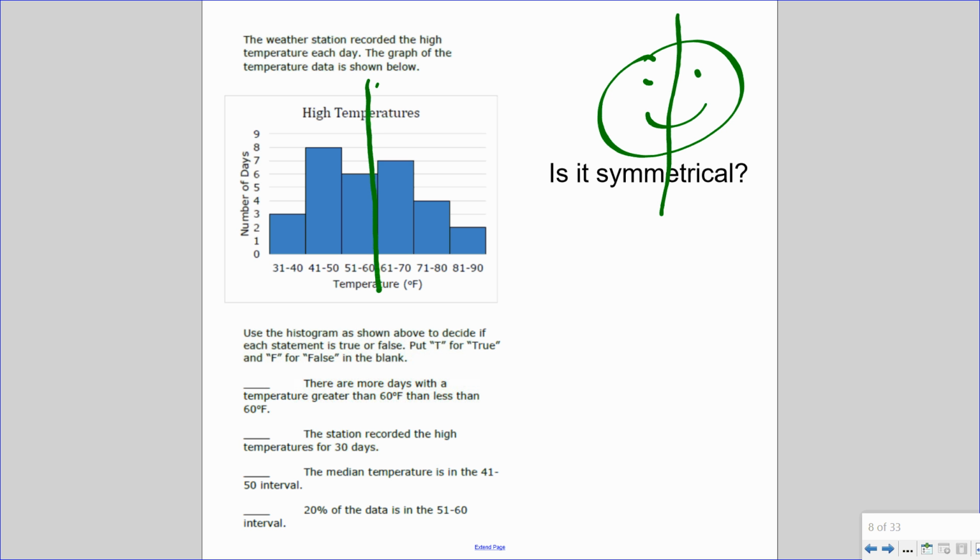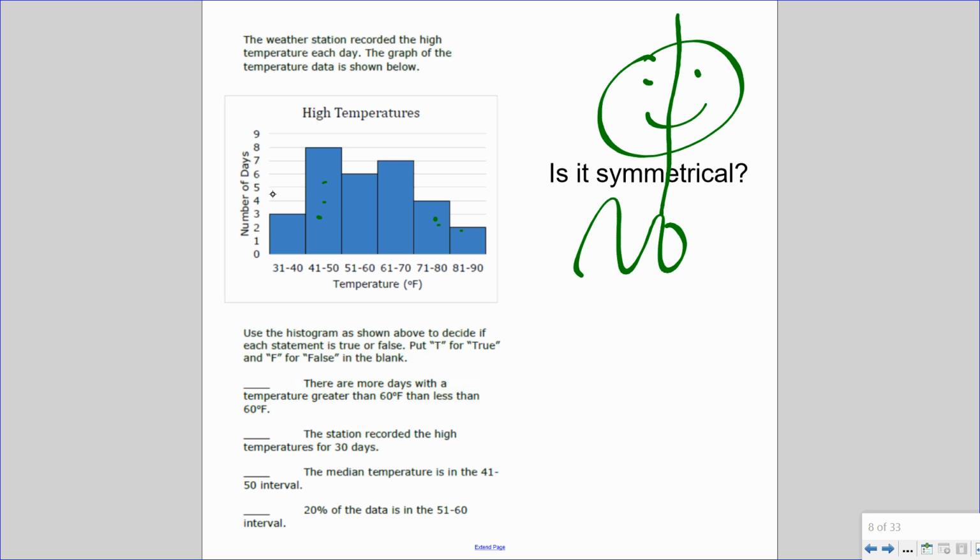So no, not really, because this one is way higher than this one. These are similar, but this one, no. So I would not say it's symmetrical. No. So let's answer some questions. Put true or false. There are more days with a temperature greater than 60 than less than 60.